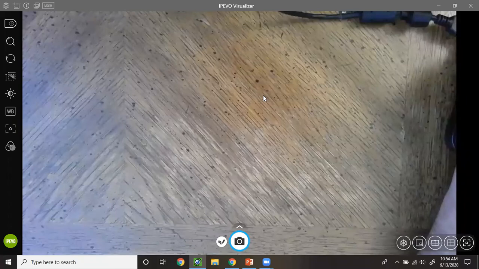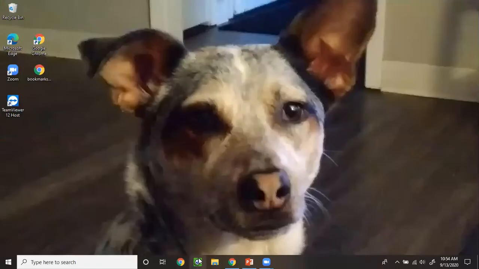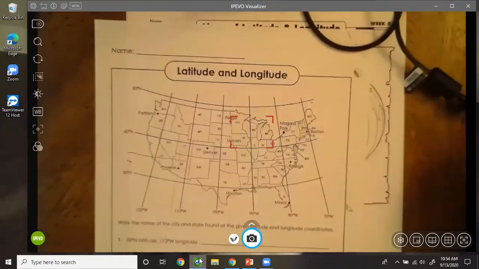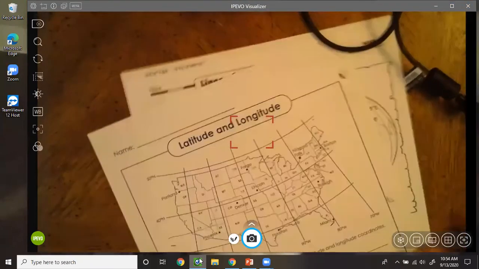Okay, I think this is working right now. So let's roll with that. Oh no, wait, it's not. Because the worksheet should be underneath it. Let's try again. Hey, that looks better. All right, great.